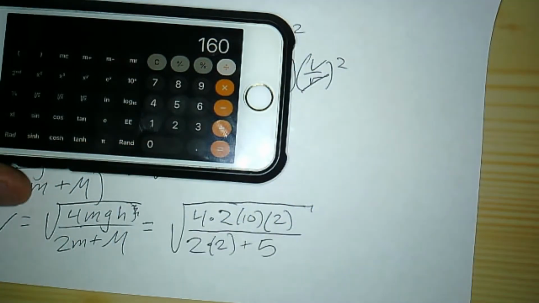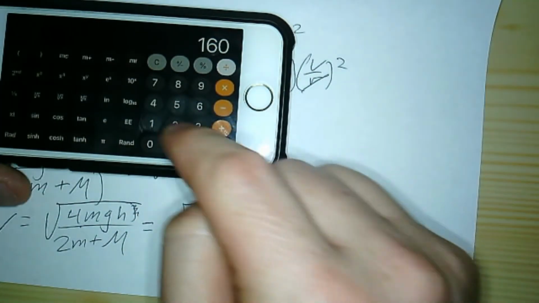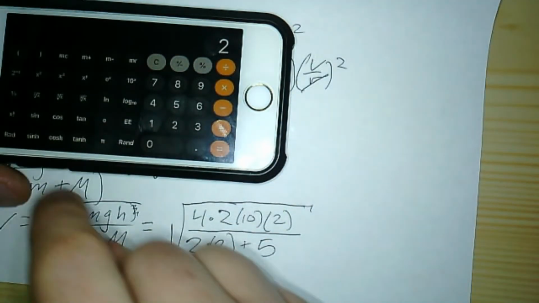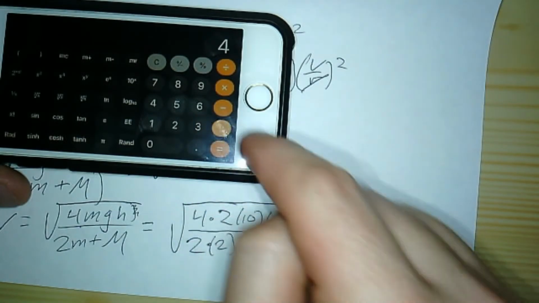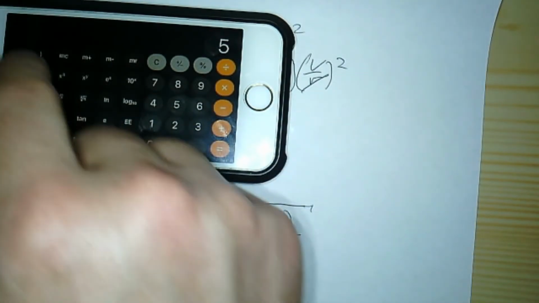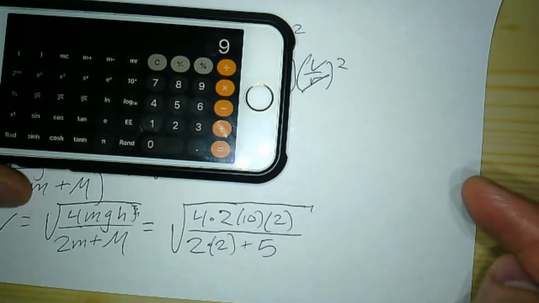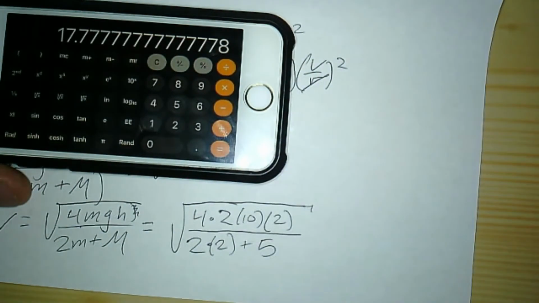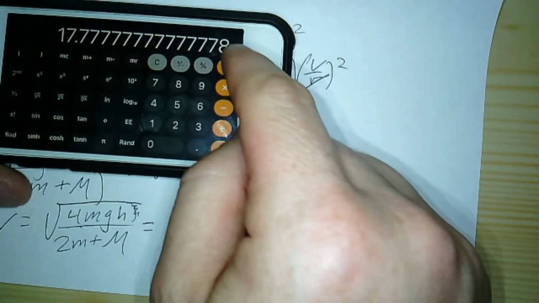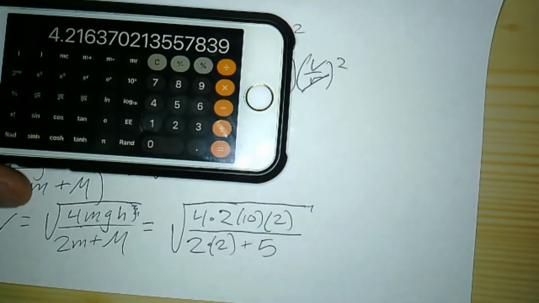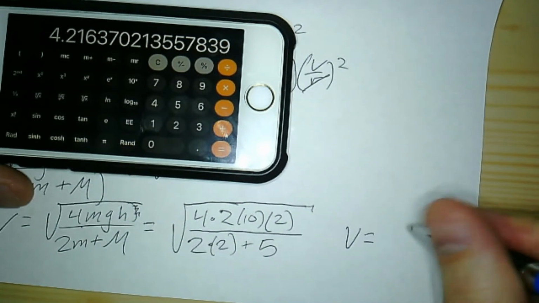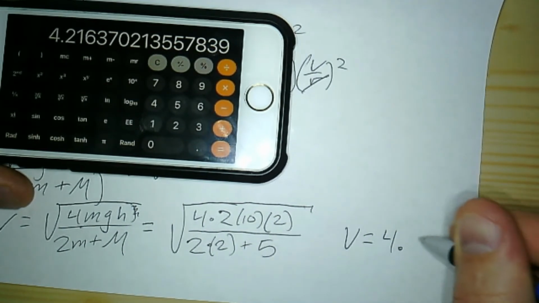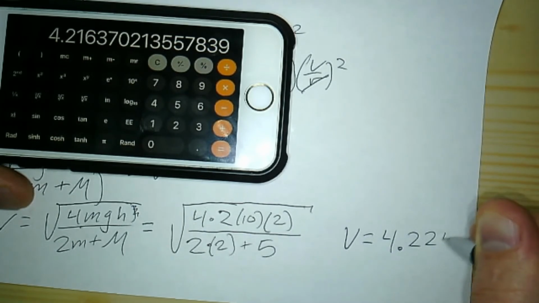Divide this by 2. Let's put a parentheses here. Times 2 plus 5. Now let's close our parentheses and get our 9, which we could have done in our head, but so we get 160 over 9 is 177.8, and then we'll push the square root button, and so our final answer here is going to be that v is equal to 4.22 meters per second.